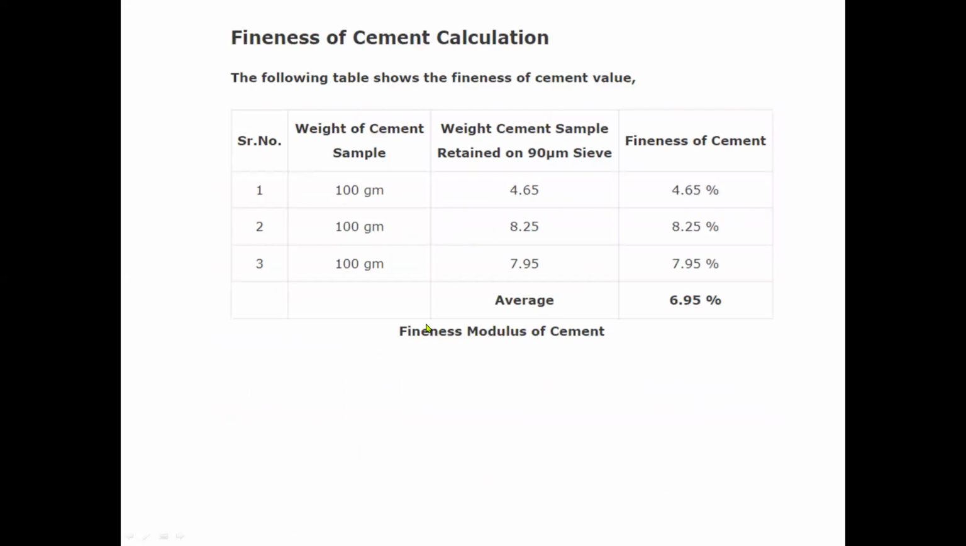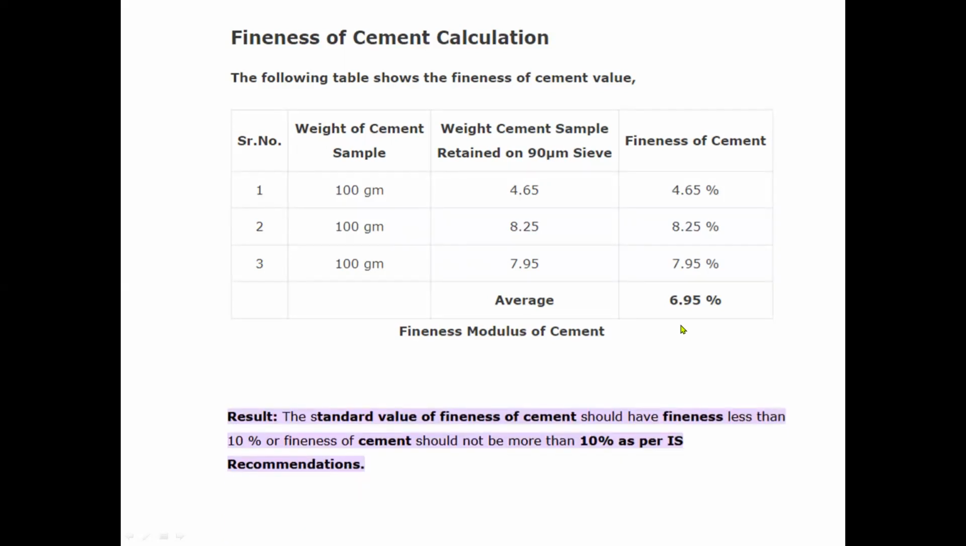For the fineness of cement calculation, the table shows the fineness of cement values. We have the SR number in the first column. In the second column, we have the weight of the cement sample, then the weight of cement sample retained on the 90 micrometer sieve, and in the last column, we have the fineness of cement. As we can see below, the average is 6.95% for the fineness of cement, and this is less than 10%. The standard value of fineness of cement should be less than 10%, or the fineness of cement should not be more than 10% as per IS recommendations.